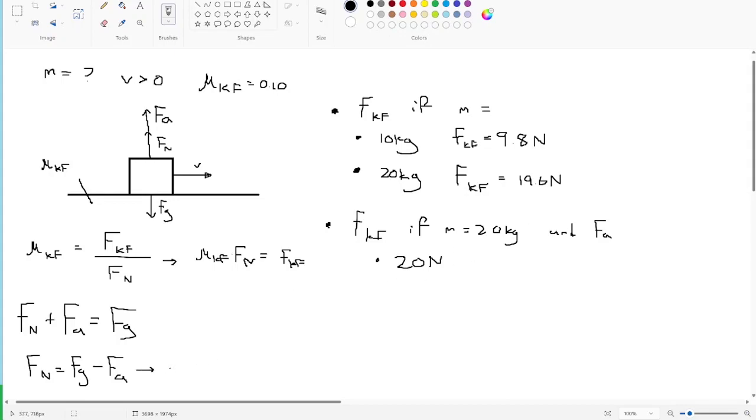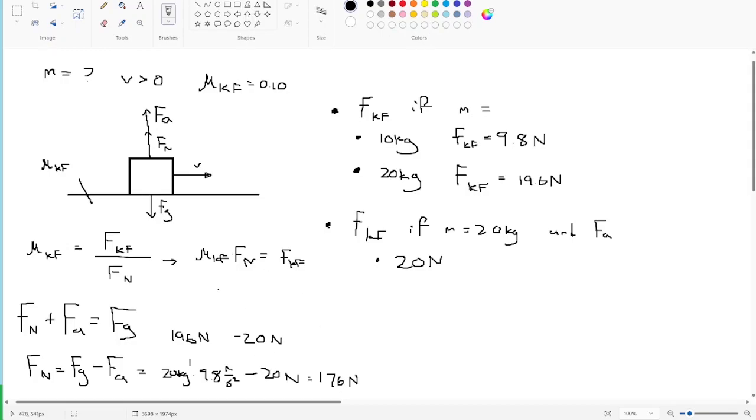So this is going to be equal to 20 kg times 9.8 meters per second squared minus 20 newtons. And this right here is going to be equal to 196 newtons, I believe. Hold on. Yeah, 196 newtons minus 20, which is just going to be 176 newtons. So in this case, force normal is equal to 176 newtons.